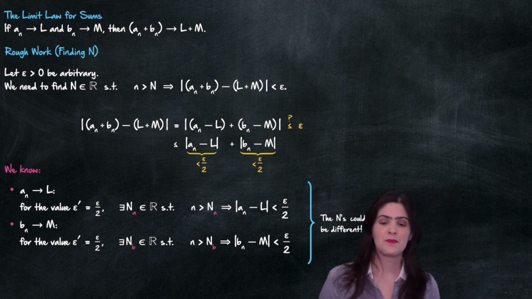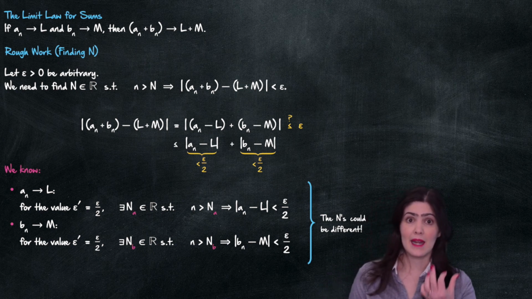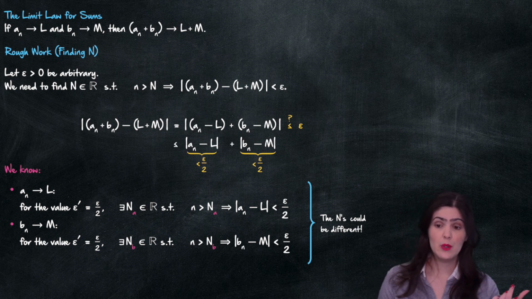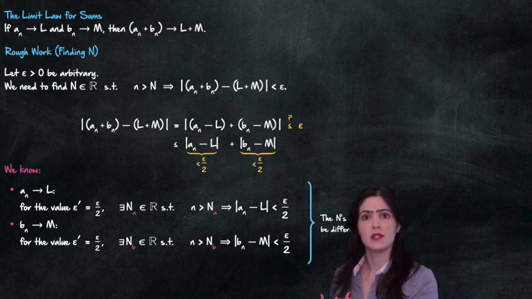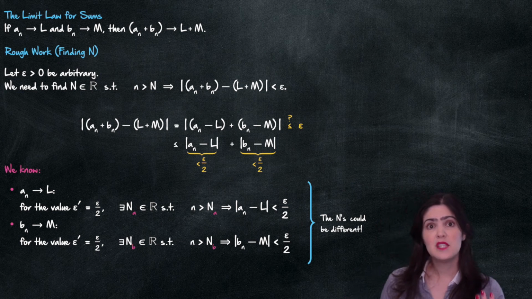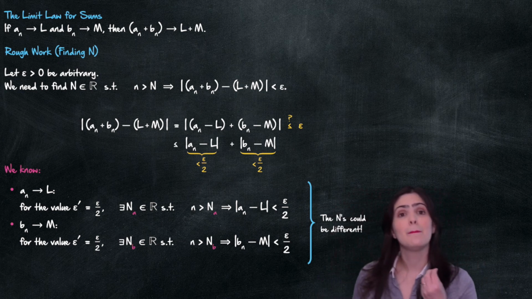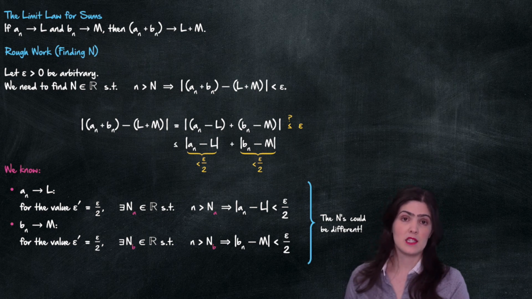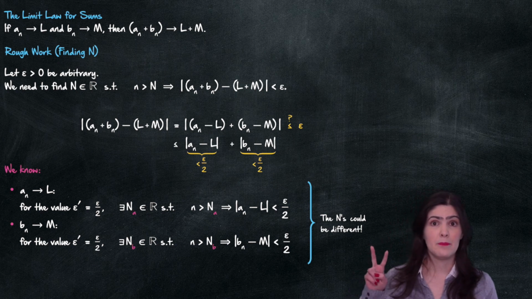But now look at this. I need both that the distance between an and L is less than epsilon over 2, and I also need that the distance between bn and m is less than epsilon over 2. Now, to guarantee that, I would need that n is bigger than capital N sub a, and that n is also bigger than capital N sub b. So we need n to be bigger than both, N sub a and N sub b.